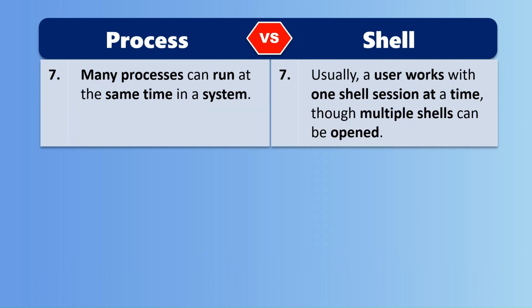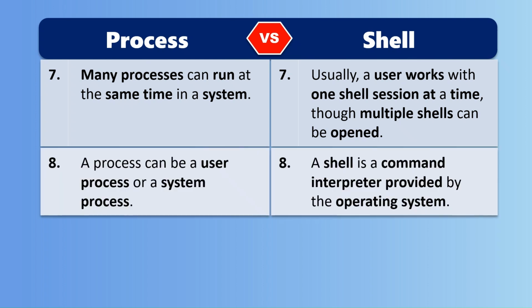Many processes can run at the same time in a system. Usually, a user works with one shell session at a time, though multiple shells can be opened. A process can be a user process or a system process. A shell is a command interpreter provided by the operating system.